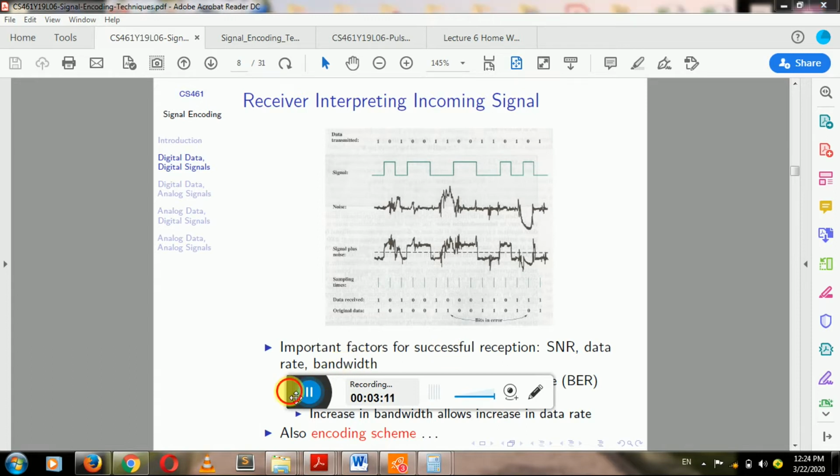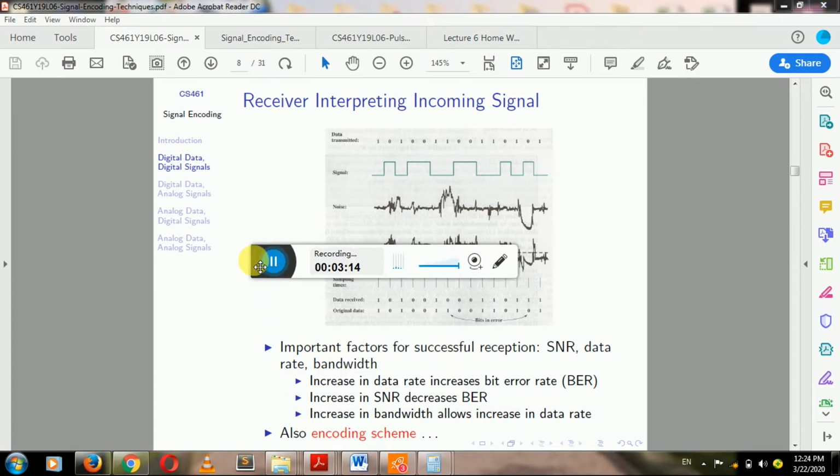Here are the important factors for successful reception. We have seen this slide previously also: signal to noise ratio, data rate, and bandwidth, and their trade-off. Increasing the data rate increases the bit error rate, and increasing the signal to noise ratio decreases the bit error rate. That means by increasing the signal and decreasing the noise, we can decrease the error rate, and increasing bandwidth allows increasing the data rate. So this is common. Increasing the data rate increases the bit error rate when the noise is kept constant.